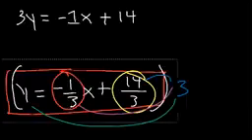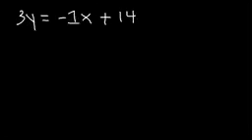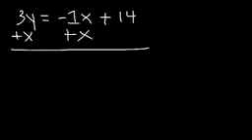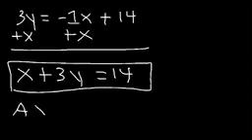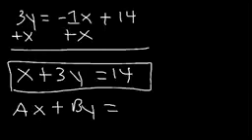So now we need to move the x to the other side. So let's add x to both sides. So the equation in standard form is going to be x plus 3y is equal to 14. So now it's in ax plus by equals c form.